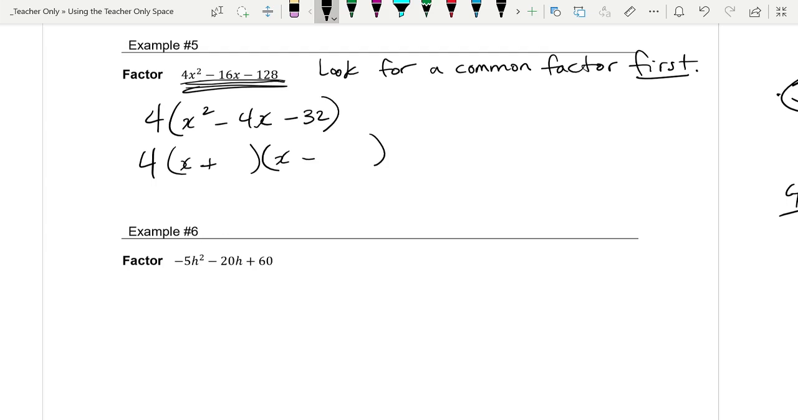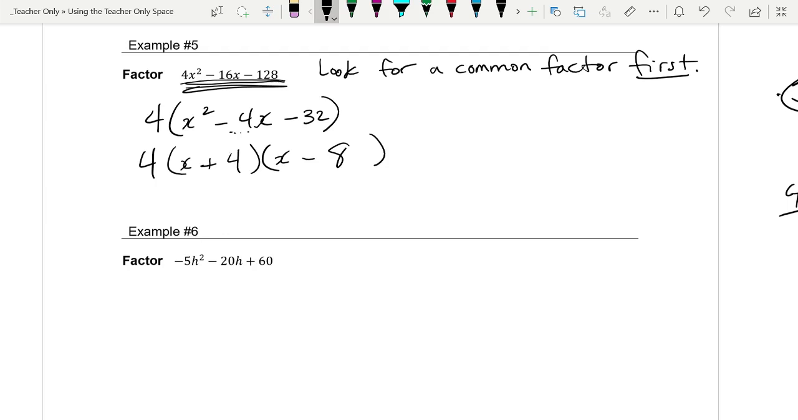That multiply and make 32, but add and make 4, because one's a positive and one's a negative. So they're 4 apart. Then you ask yourself, okay, which one gets the negative? Or which one gets the positive, whichever way you want to think about it? Well, they add to make negative 4, so the 8 has to be the negative.